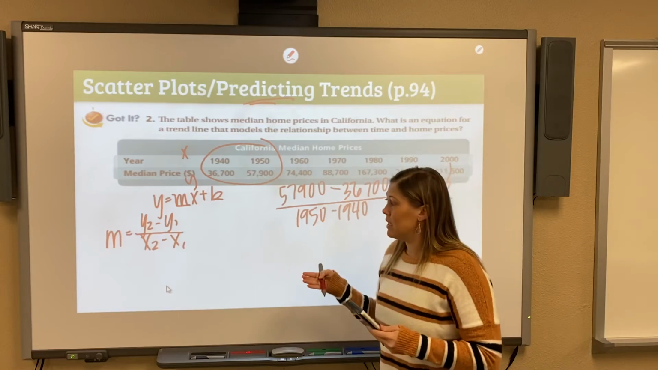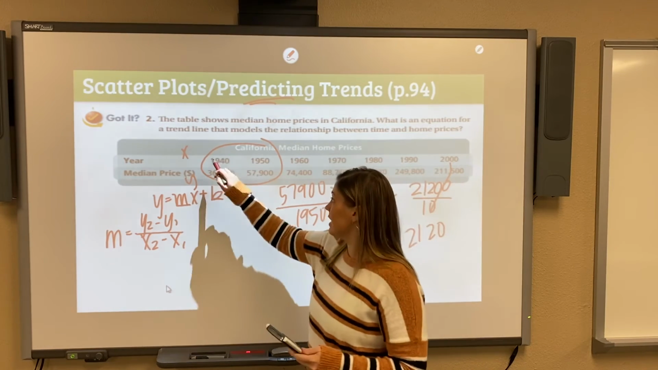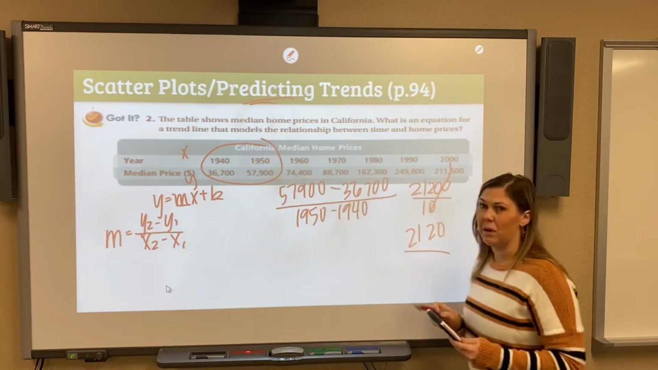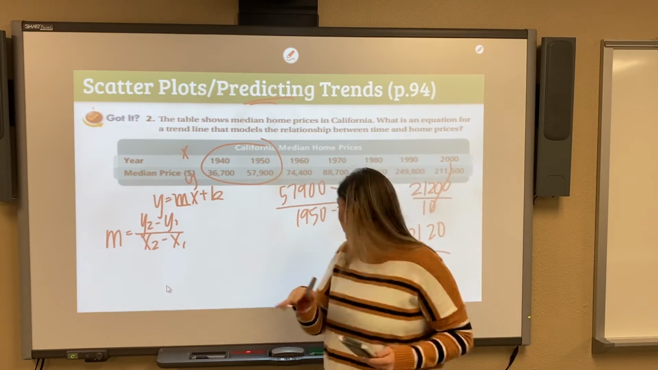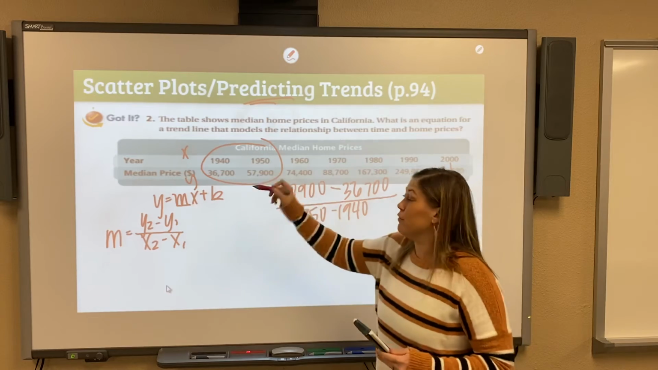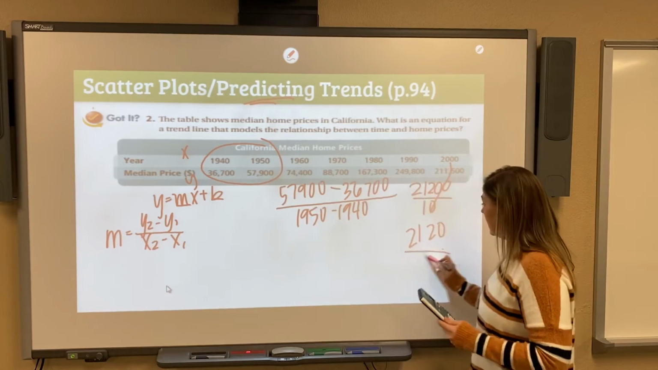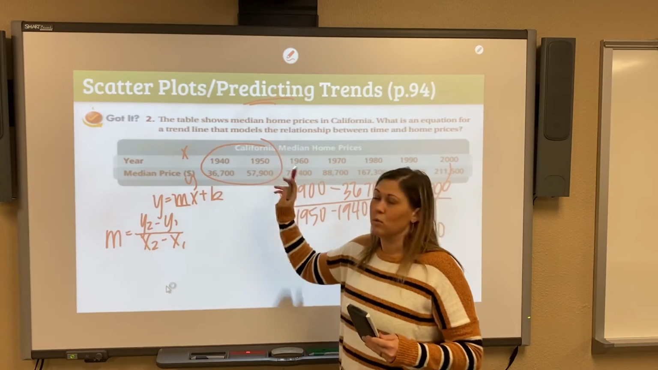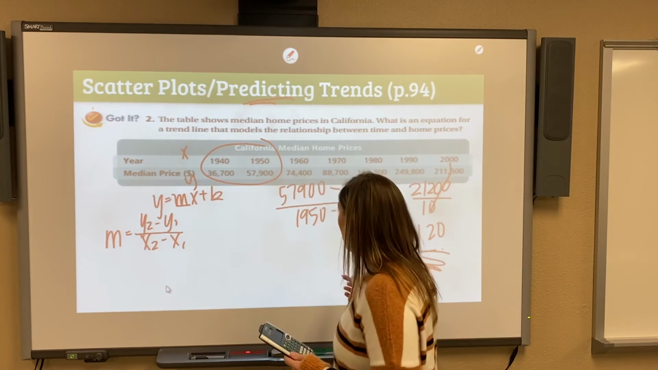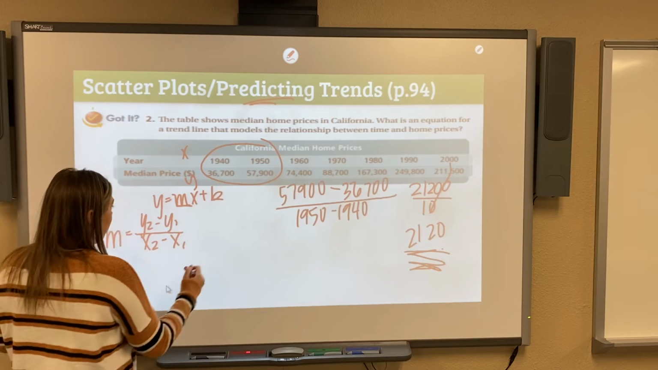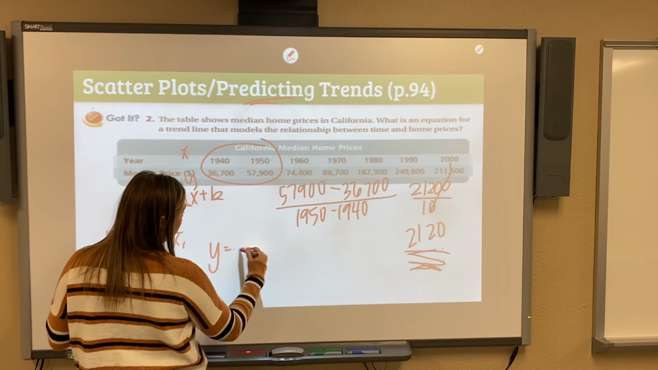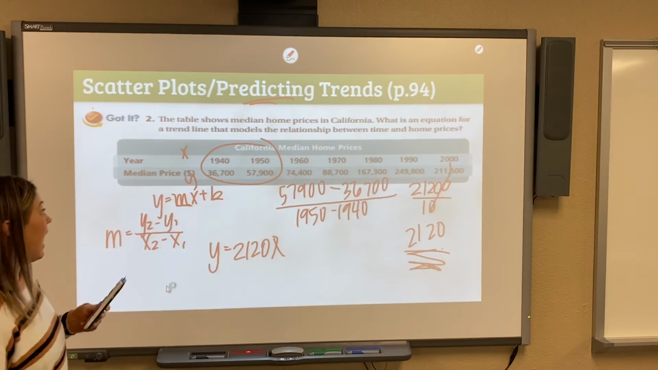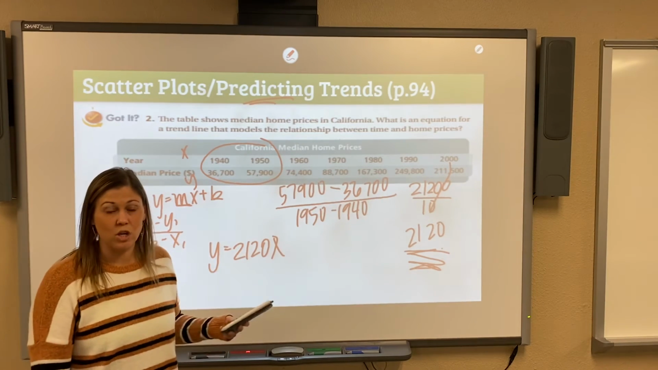Basically that means each year, from 1940 to 1941, the price is going to increase by about $2,120. Then from 41 to 42, each year it's increasing by about this much. So after 10 years, we have that jump, roughly. That is our m. So we have y equals 2,120 times x, where x is the number of years after 1940, because that's our starting point.